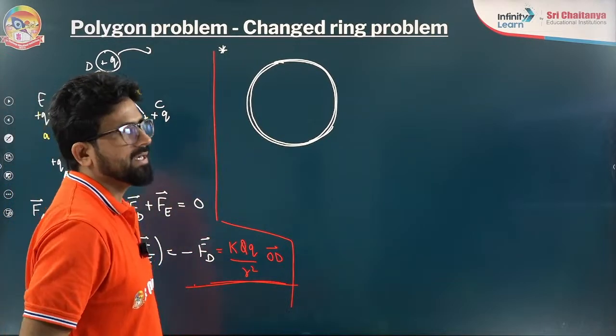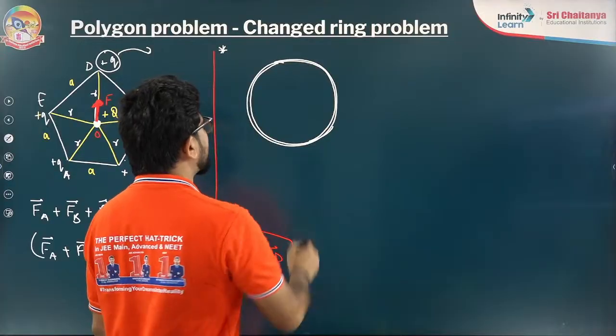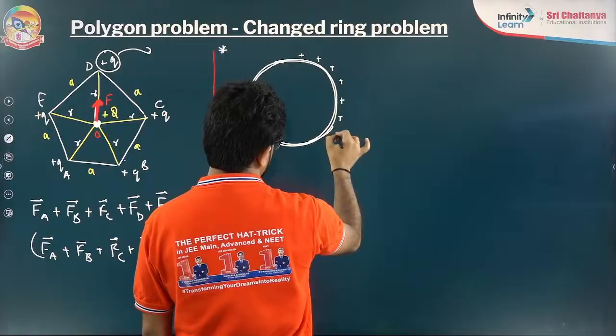Now try to understand it. Suppose this is one ring charge. It is a ring charge. On the ring, charge is there, beta. Please understand.